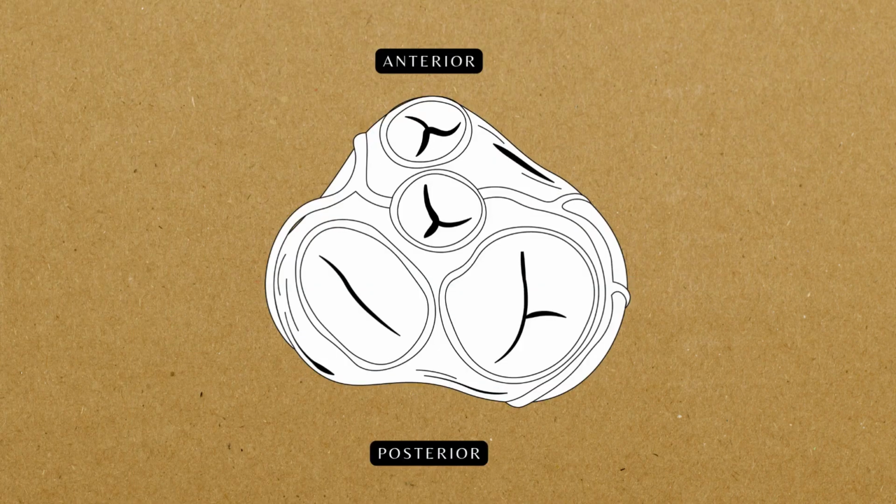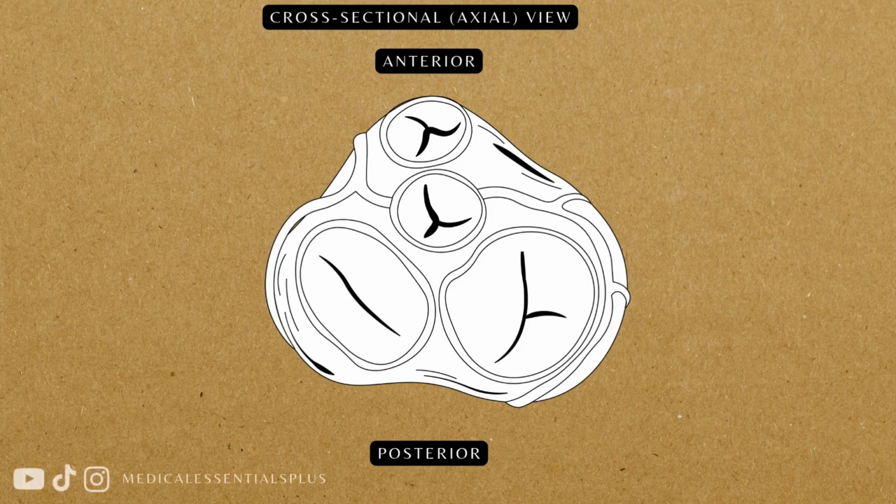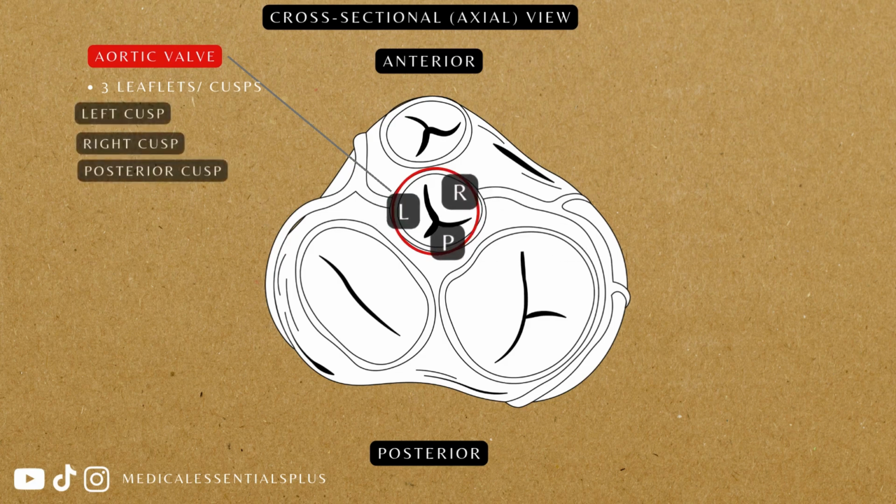Here's a cross-sectional or axial view. To give a more intuitive perspective of the positioning of the valves, the axial view enables us to see them from a superior view. The most central valve here is the aortic valve. It has three leaflets or cusps, a left cusp, right cusp, and a posterior cusp. This valve prevents backflow of blood into the left ventricle during ventricular diastole or ventricular filling.